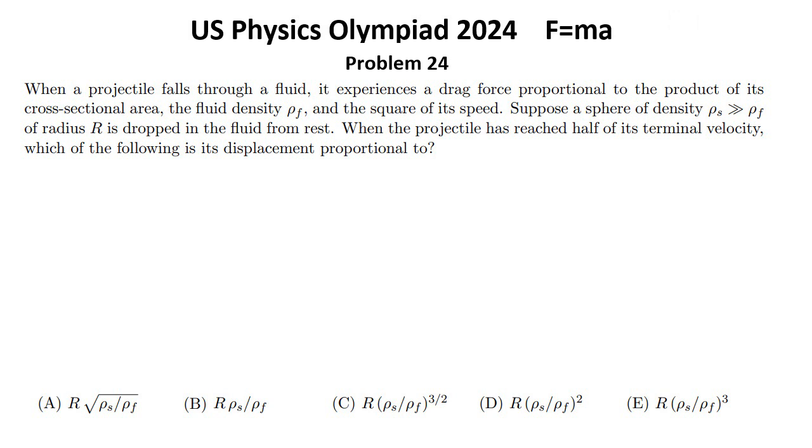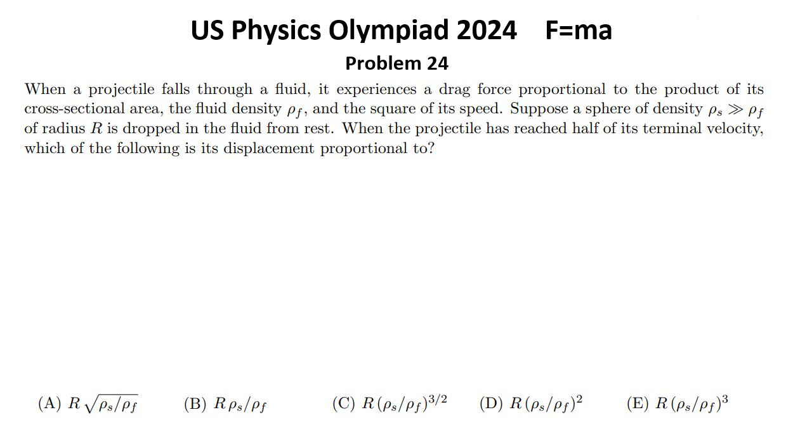Problem number 24. When a projectile falls through a fluid, it experiences a drag force proportional to the product of its cross-sectional area, the fluid density ρf, and the square of its speed. Suppose a sphere of density ρs, much greater than ρf, of radius r is dropped in the fluid from rest. When the projectile has reached half of its terminal velocity, which of the following is its displacement proportional to?